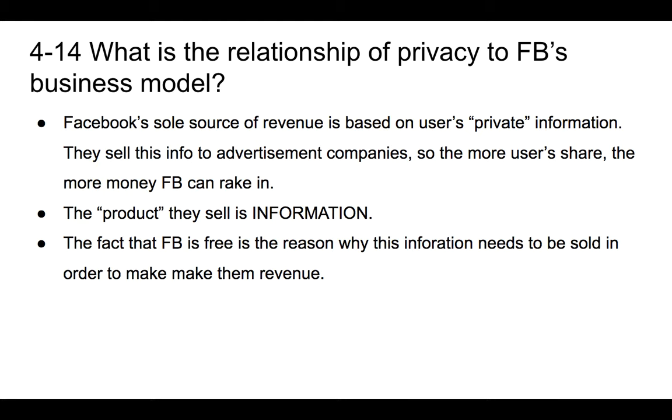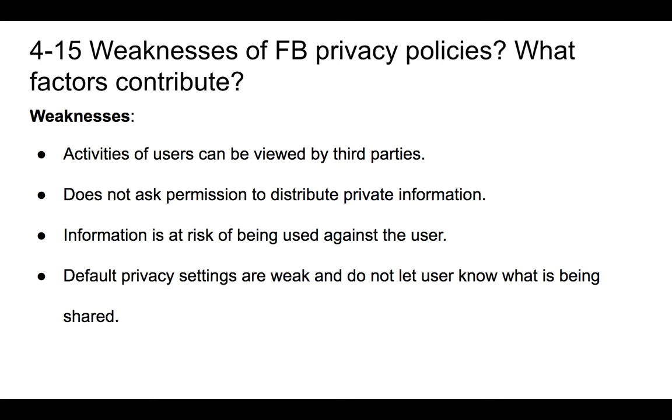Now, for the next question, what is the relationship of privacy to Facebook's business model? Well, Facebook's main source of revenue is private information. It's the information that users share and then they sell to advertising companies. So, I mean, the more users share, the more they can make. And their whole business model is surrounded by the product of information. They're selling information. That's all they sell. And the fact that Facebook is free is the reason why this information needs to be sold in order to make them revenue. Next question.